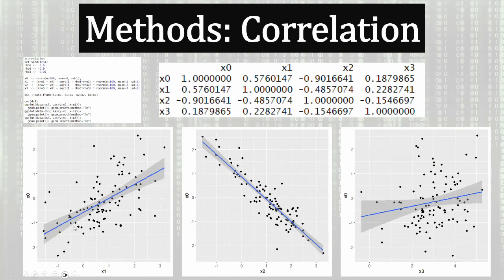So 0 and 1 is that moderate positive correlation, 0 and 2, strong negative correlation, and 0 and 3, which we're kind of hoping to set up as almost null, but this is a mild positive correlation because that correlation coefficient is 0.18, almost 0.19.